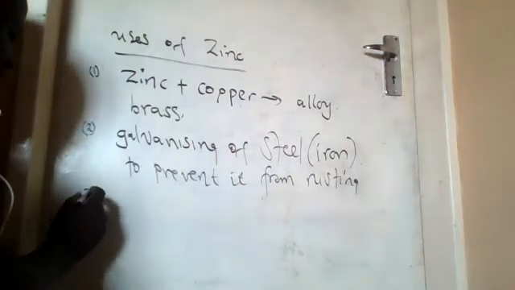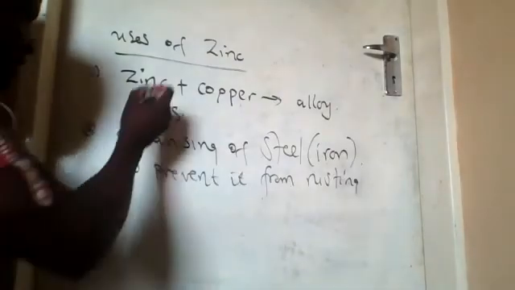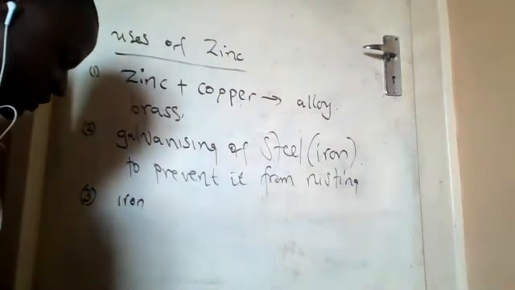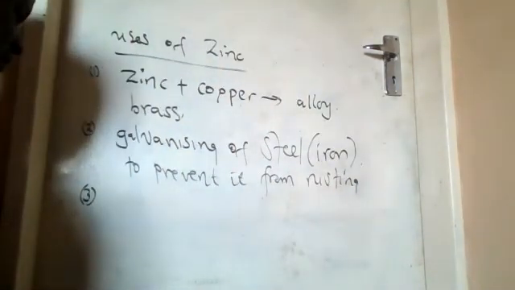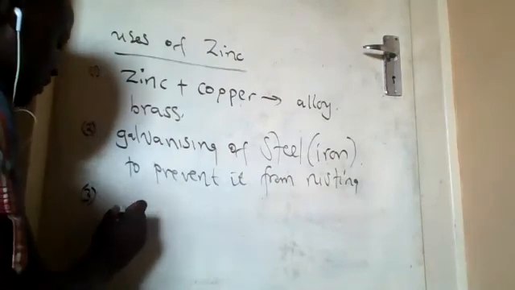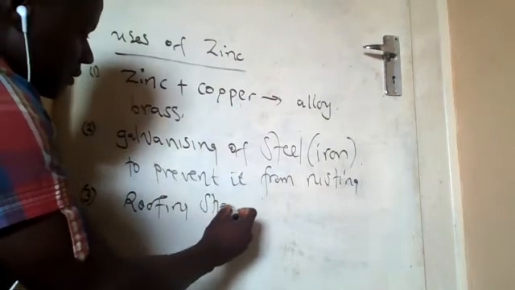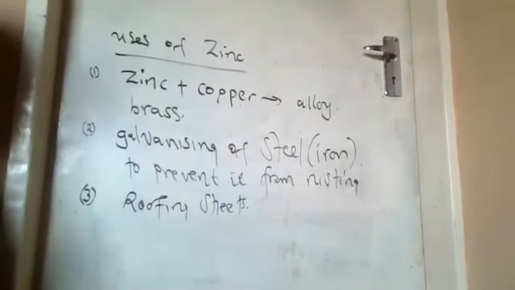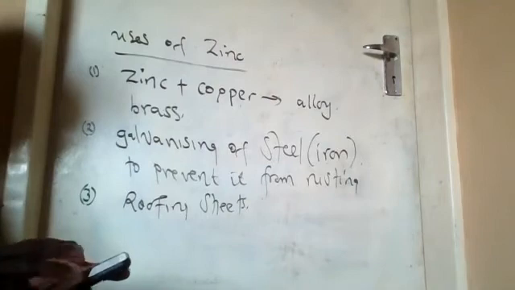The third, there are many uses that you can look at. But the third, zinc is also used for making roofing sheets. We can use the same zinc for making roofing sheets. So if they ask where we use zinc, we can use zinc also for making iron sheets.